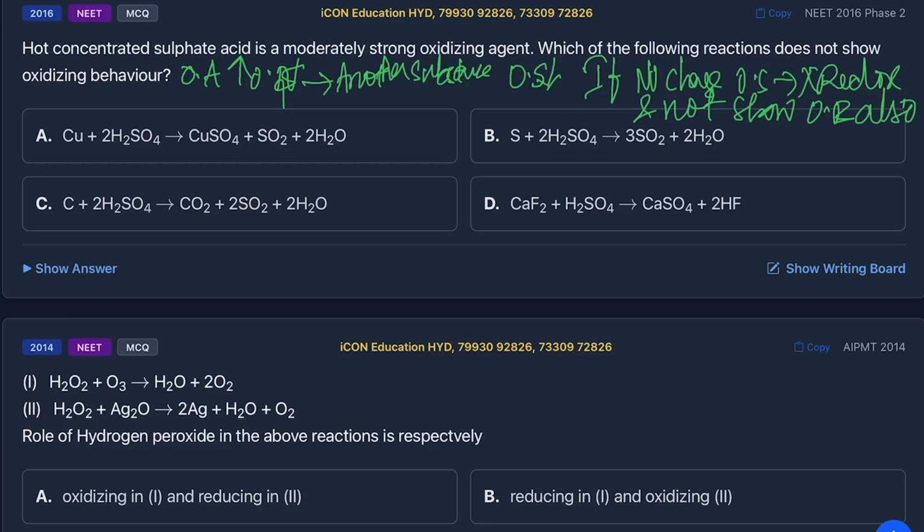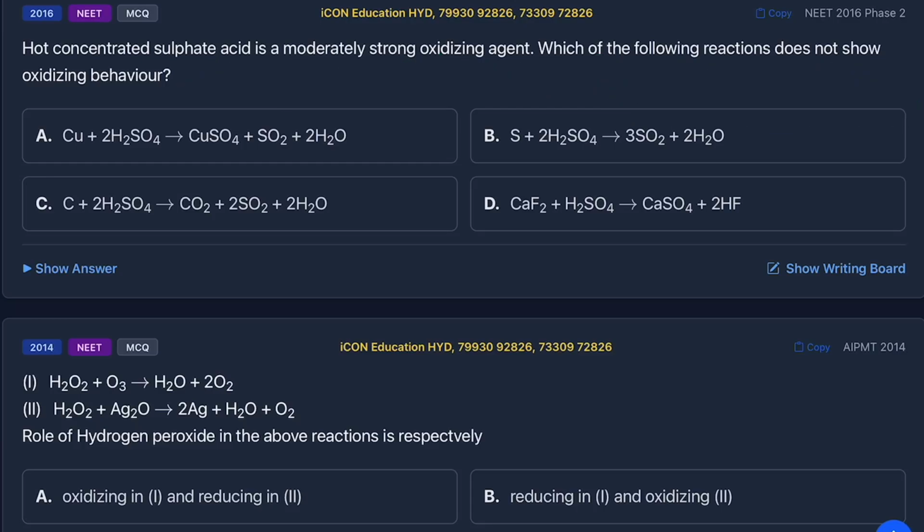So we can check the options. The first option is copper, Cu, in the elemental form, 0. In 2H2SO4, sulfur is in the +6 oxidation state, here it is in the +2 oxidation state, and here it is in the +4 oxidation state. Here H2SO4 acts as an oxidizing agent. It works by increasing the oxidation state of another substance while its own oxidation state decreases.